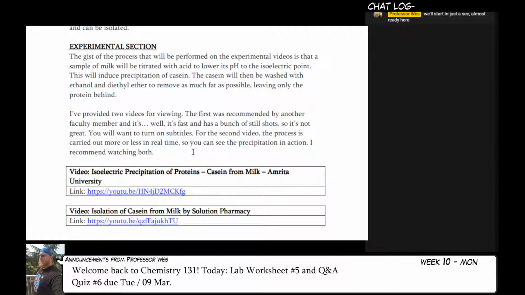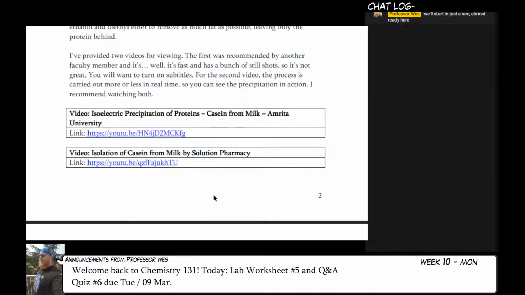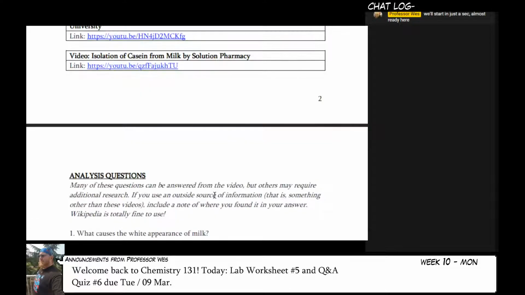The second video, I thought, was a little bit better because instead of having a bunch of pictures just flash by of the process, you actually get to see somebody do the experiment where they add the material, and then you see the casein precipitate out. And then you see it get filtered and you can see how this process is going on. I think the first one is more informative, but the second one is more visual. So use both of them.